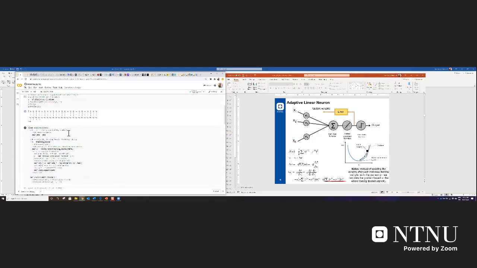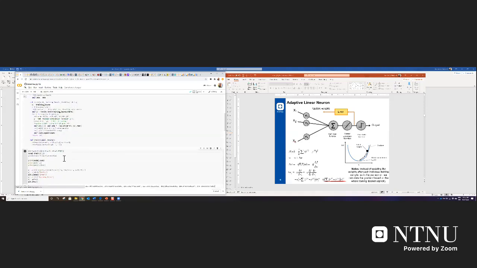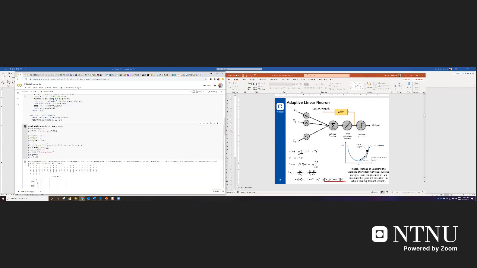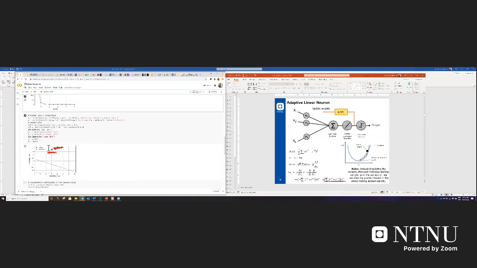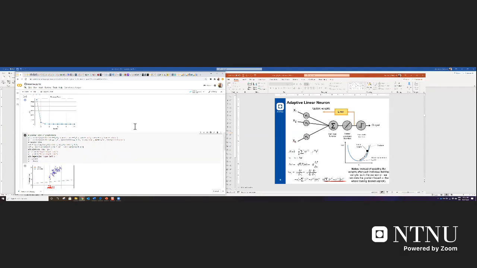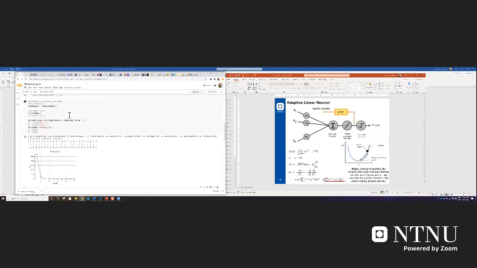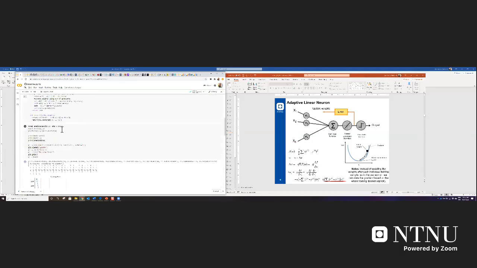We can check the code. Maybe we can try to fine tune the learning rate. Now it's much better. Do you see? So I guess the accuracy now will be okay. We need to plot this one more time. Now we are okay. So it's very, very important to fine tune your learning rate.